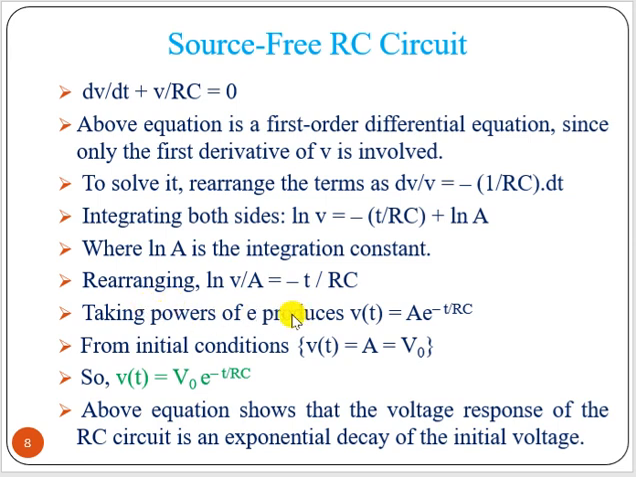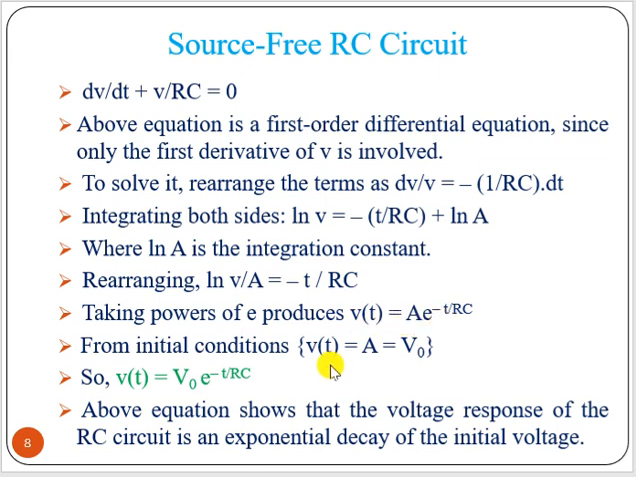Now if we take powers of e, we get V/A equal to e to the power minus t/RC. So A you can take to the right hand side, so V(t) equal to A e to the power minus t/RC.